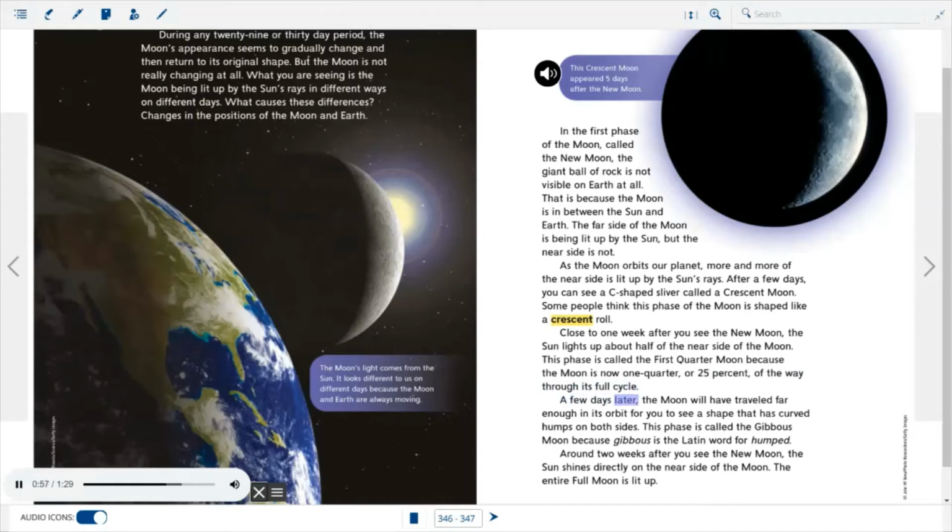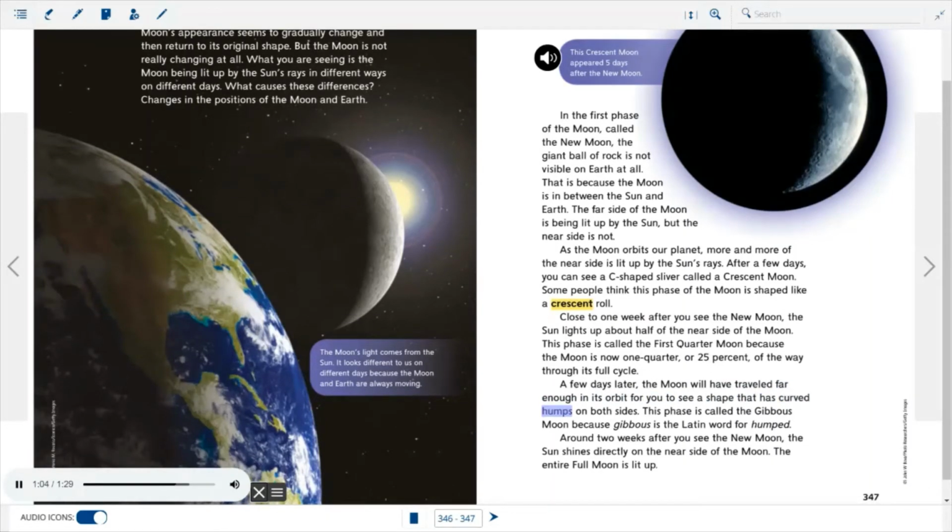A few days later, the moon will have traveled far enough in its orbit for you to see a shape that has curved humps on both sides. This phase is called the gibbous moon, because gibbous is the Latin word for humped. Around 2 weeks after you see the new moon, the sun shines directly on the near side of the moon. The entire full moon is lit up. This crescent moon appeared 5 days after the new moon.